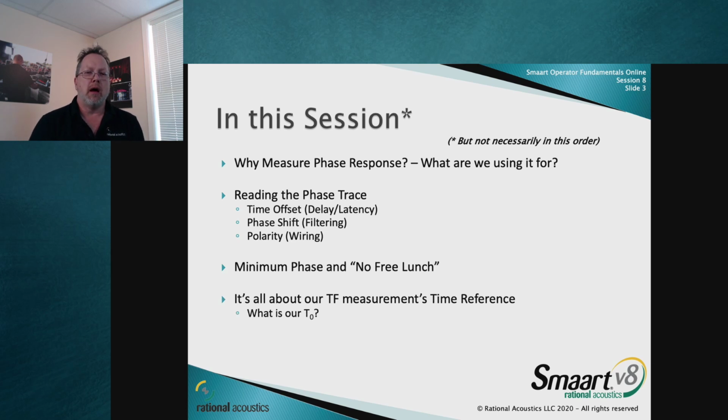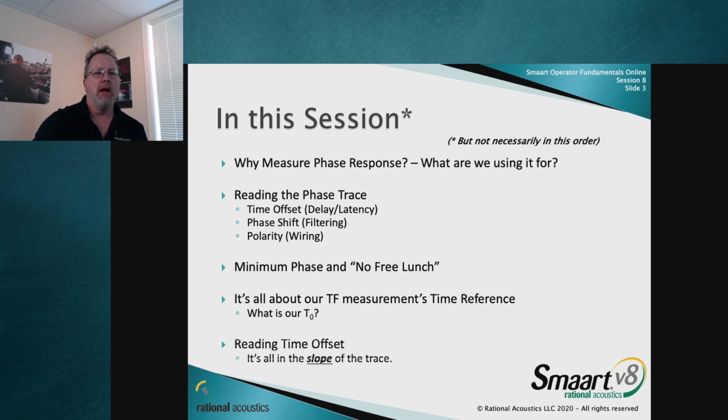We're going to be talking about our TF, the time reference. Basically, what is time zero? This concept, when we were doing magnitude response, our level reference was the level of the reference signal. In fact, for the phase measurements, for the phase response, it's the time, it's the arrival of the reference signal. So we'll dig into that.